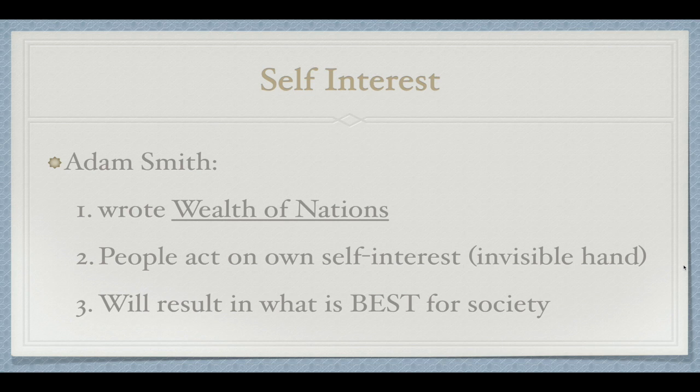But the invisible hand is going to guide people to do what's best for them. And if they do what's best for them, then society in turn is going to be better off for it. And that's the whole idea of the invisible hand. So Adam Smith, just remember, wrote The Wealth of Nations. Adam Smith was dealing with self-interest, and Adam Smith was dealing with the invisible hand.